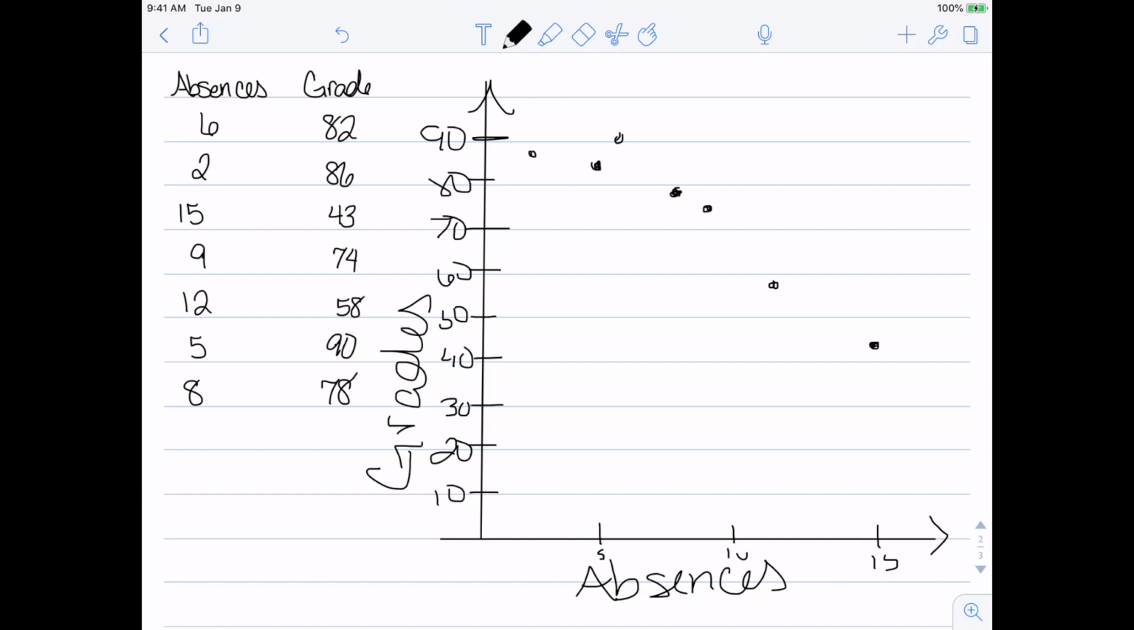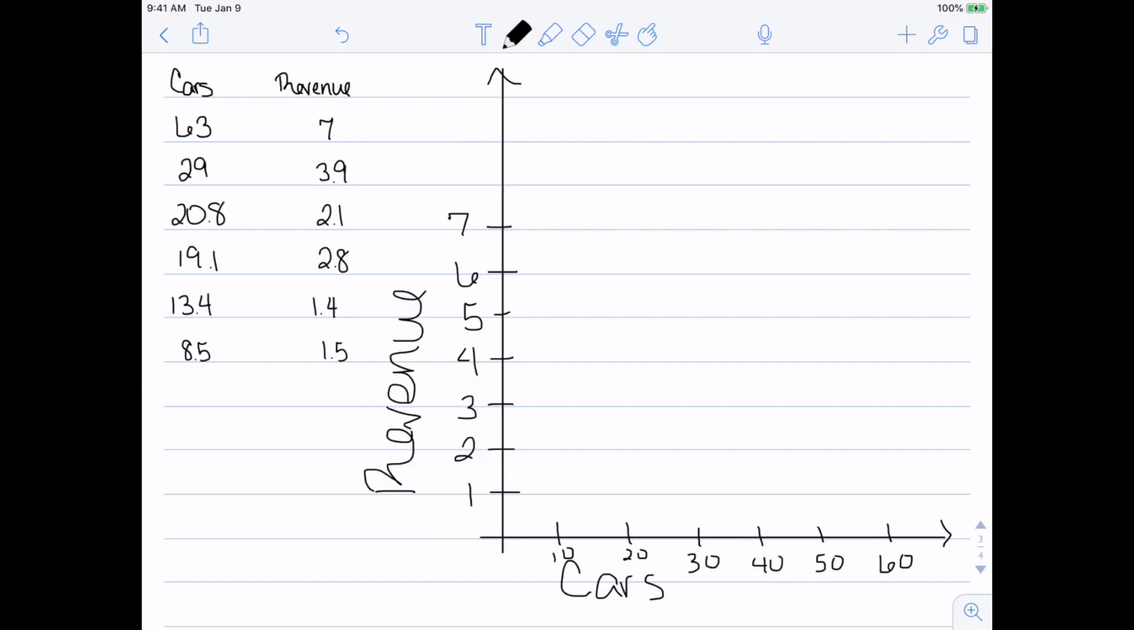Let's look at one more. For this example, we look at the number of cars that a rental car company has in about 10,000s and the revenue they make in billions. And so I'm going to put cars on the x-axis and revenue on the y. So the first one had 63 10,000 cars and $7 billion.